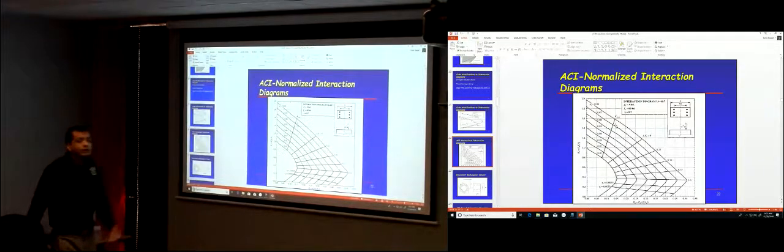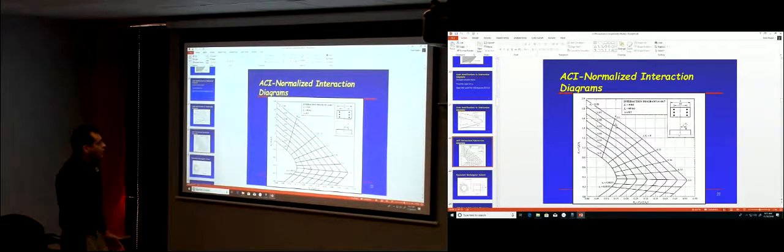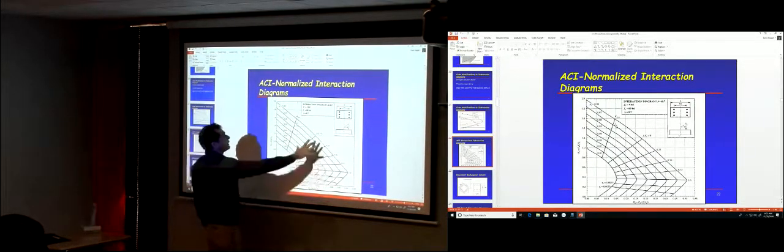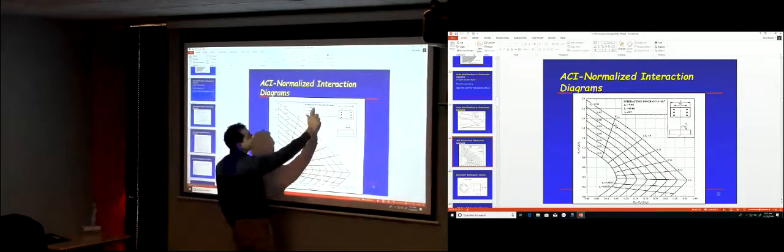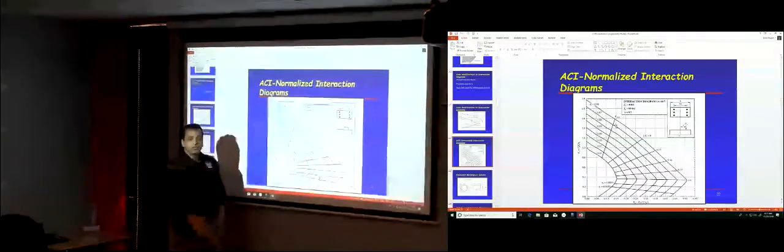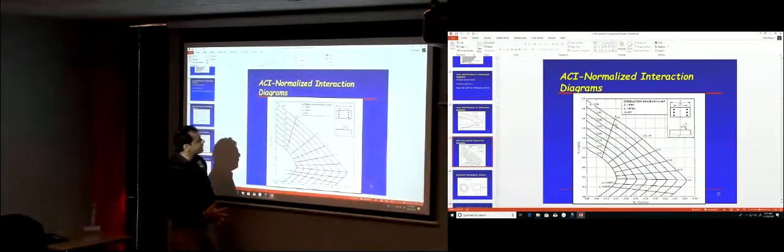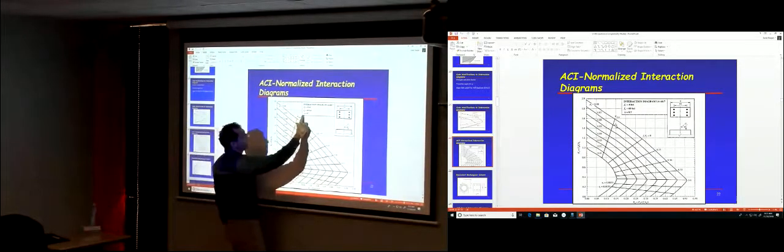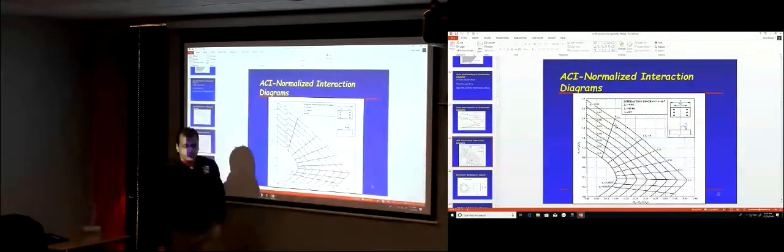So those are the interaction diagrams. Why do you need 12 interaction diagrams at the back of the book? This curve here is for f'c equal to 4 ksi, fy equal to 60 ksi. All of them at the back of the book are for 4 and 60, but here you have gamma.